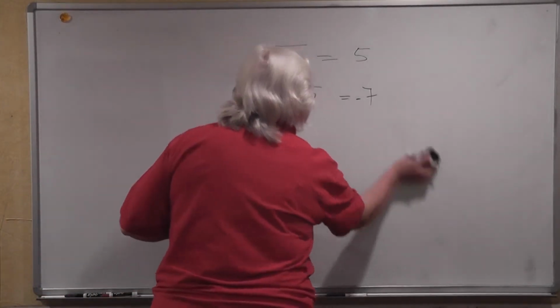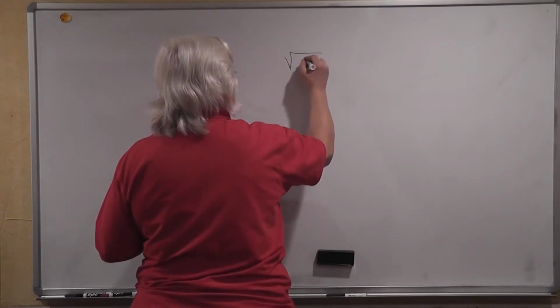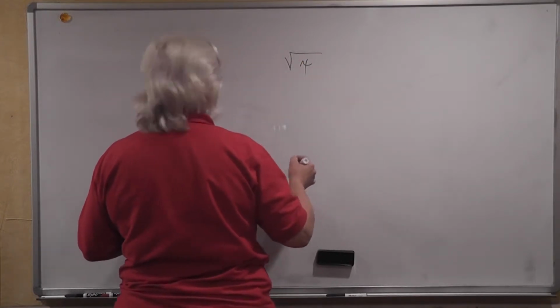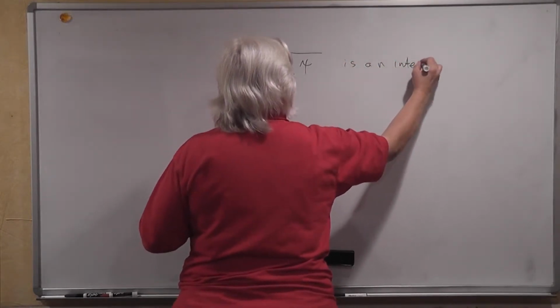Now, let's look at this. Here's some more math speak. It says if the square root of x is an integer, it's a perfect square.